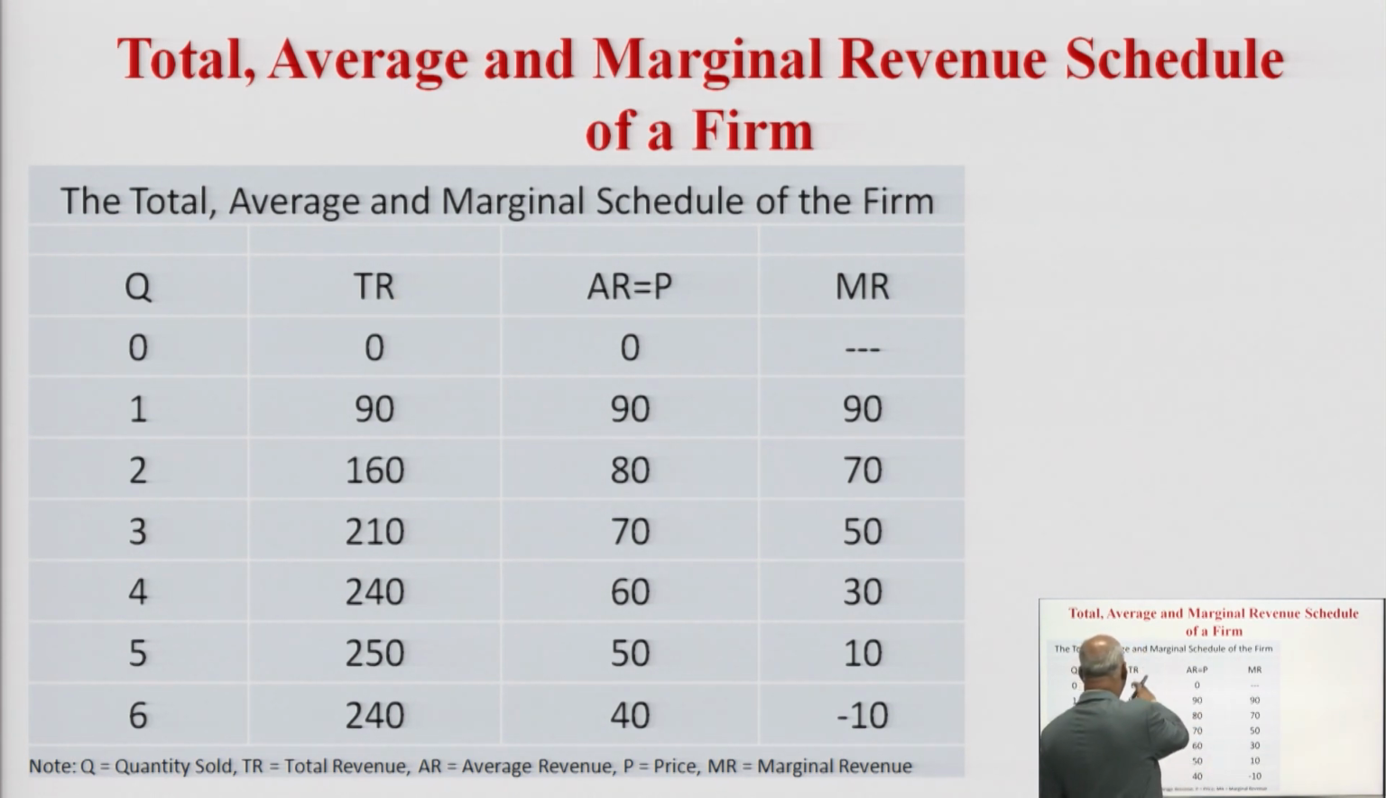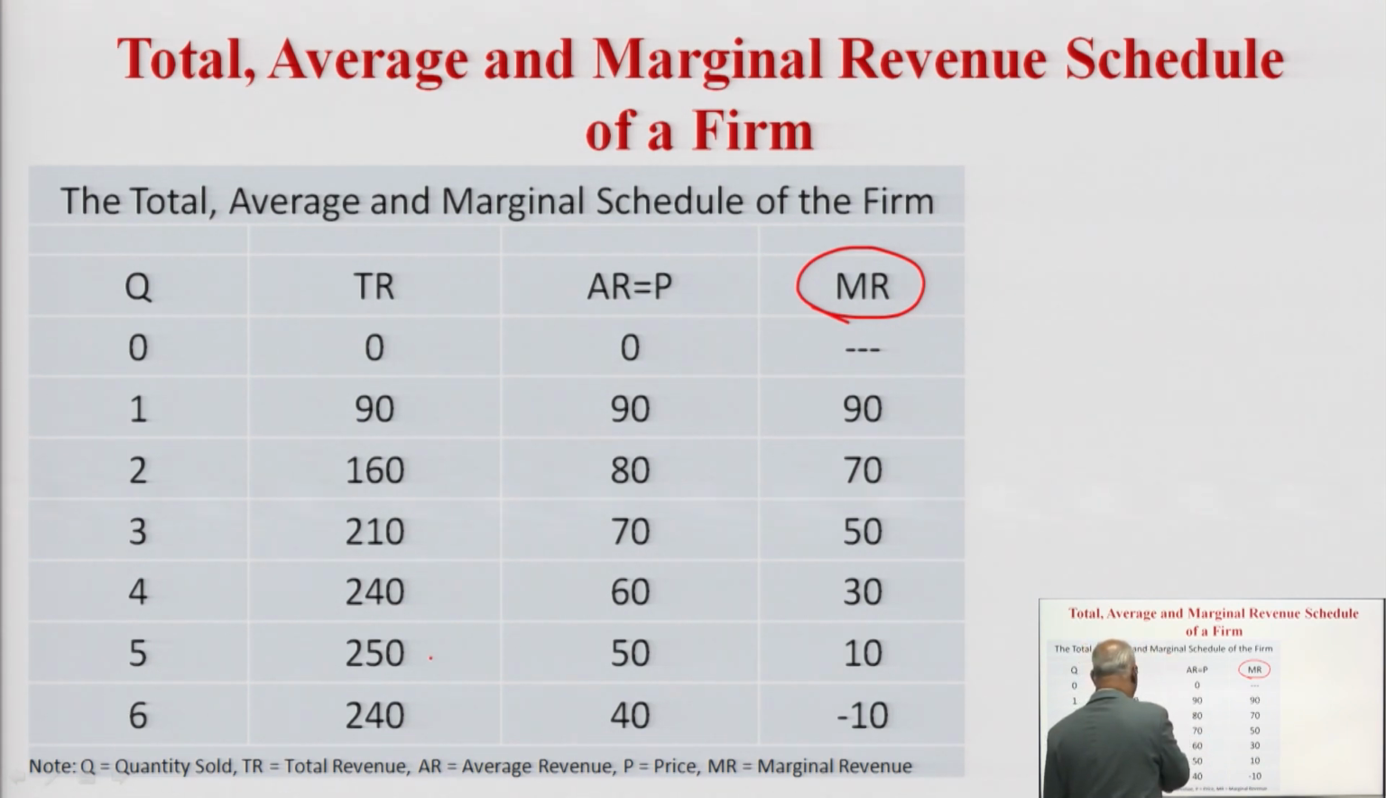Now, from here what you will get is that, when the quantity sold is 0, 1, 2, 3, 4, 5, 6, then the total revenue is 0, 90, then 160, then 210, then 240, 250, then 240. Gradually it will increase, but at a decreasing rate. And the decreasing rate is implied by which variable? That is nothing but your marginal revenue, which shows at what rate this total revenue is increasing.